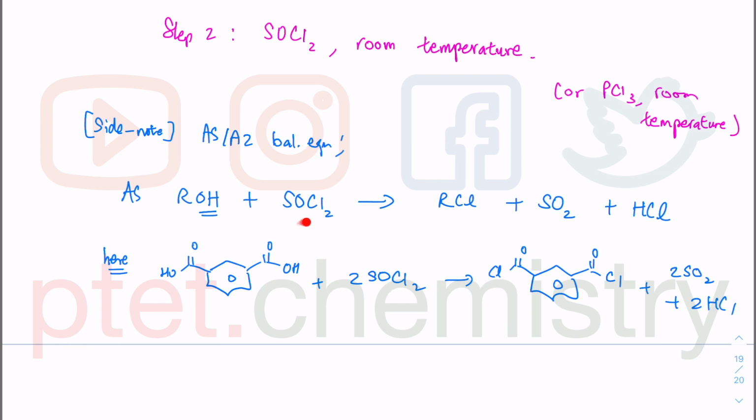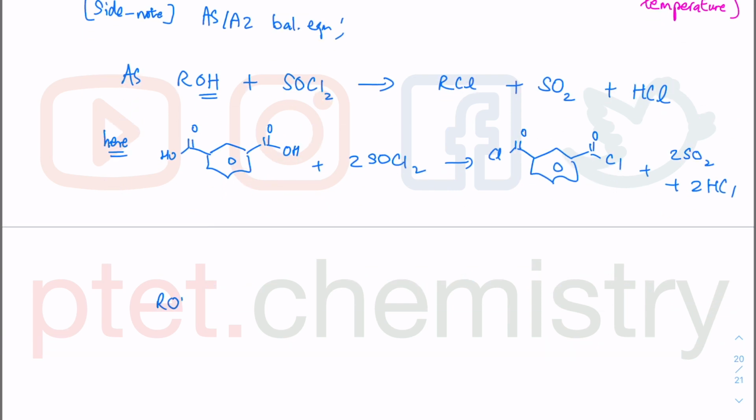If you use PCl3, you will get RCl as well as POCl3 and HCl as well, if I'm not mistaken. You can try it. If I write ROH plus PCl3 gives RCl plus what is this? I think it works better if I use PCl5 because it's easier to balance the equation. RCl plus POCl3 plus HCl.